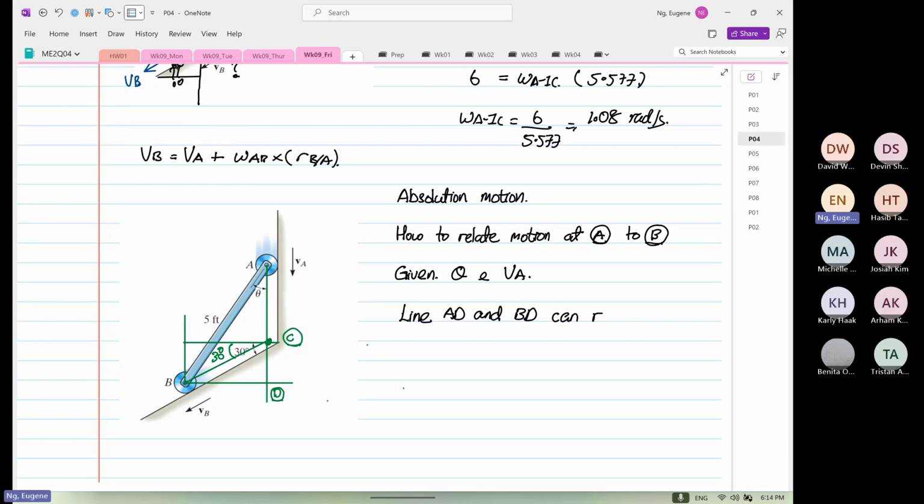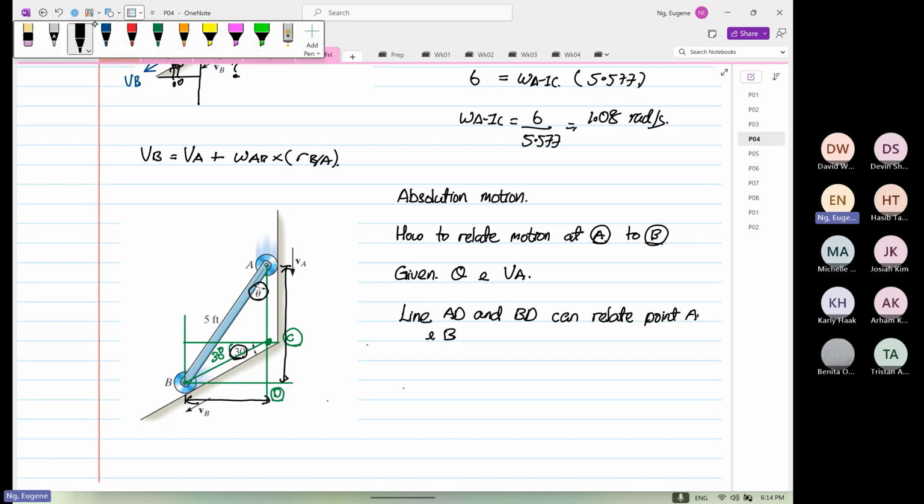can relate point A and B, right? What do I mean by that? This distance, you can relate with theta, you can relate with the 30 degrees. This distance from here to here, again, you can relate with theta and you can relate with 30 degrees. Okay, so that's what we know.